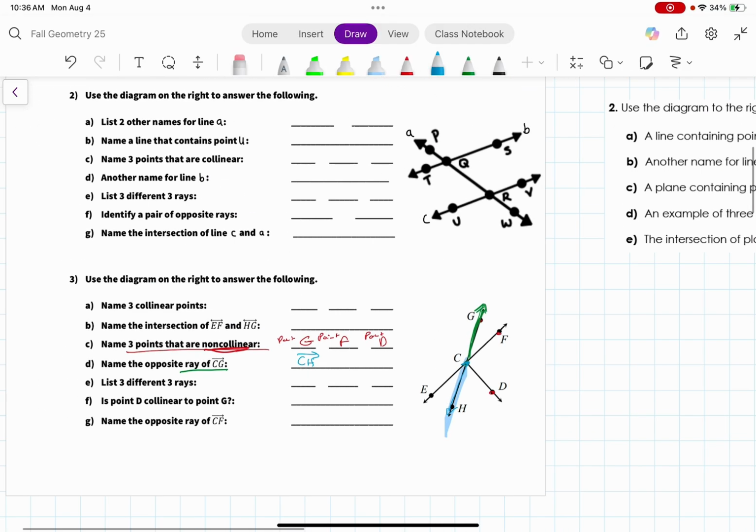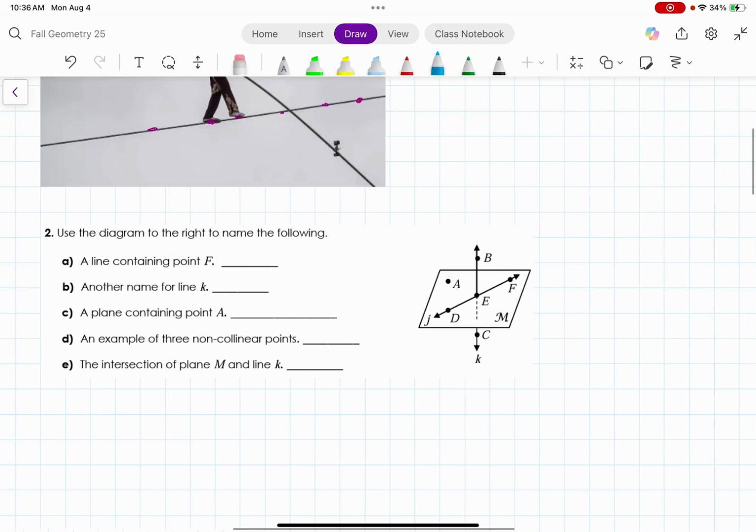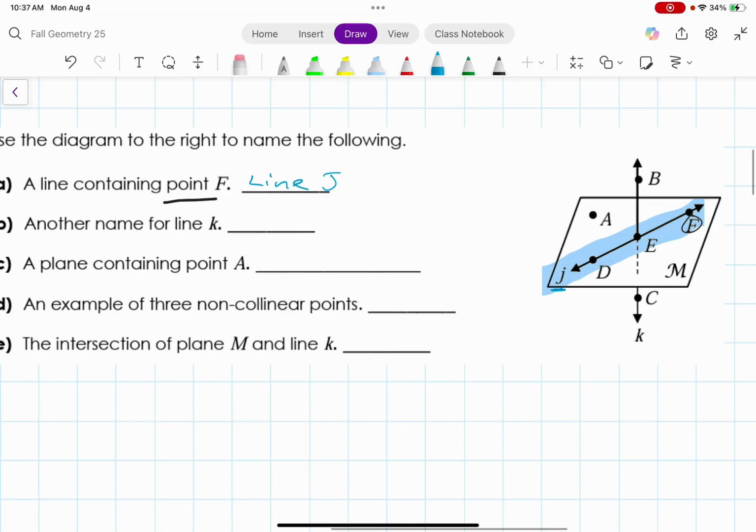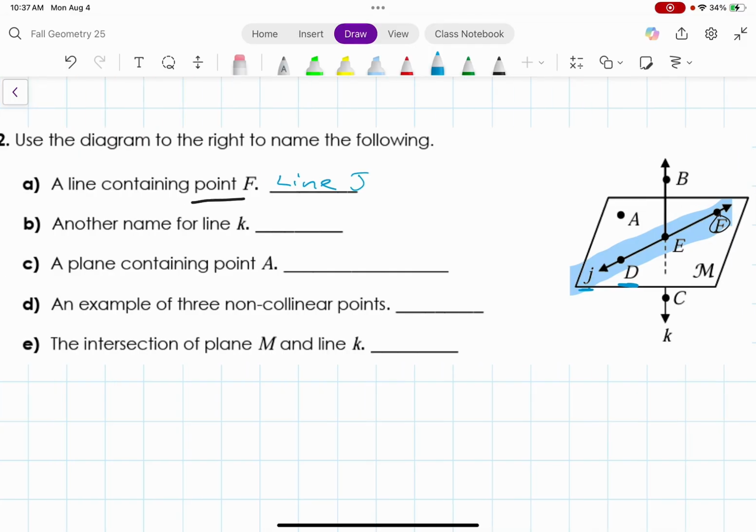Alrighty, now sometimes the pictures might get a little bit more complicated, especially like this one over here. So just be very careful. Example: a line containing point F. Here's point F. What's the line? The line we're describing is going to be J. So it'll be point J. Oh, sorry, not point, it has to be line J. It's very easy to get these letters confused, like the J's and the A's, and the ones that don't have a dot.